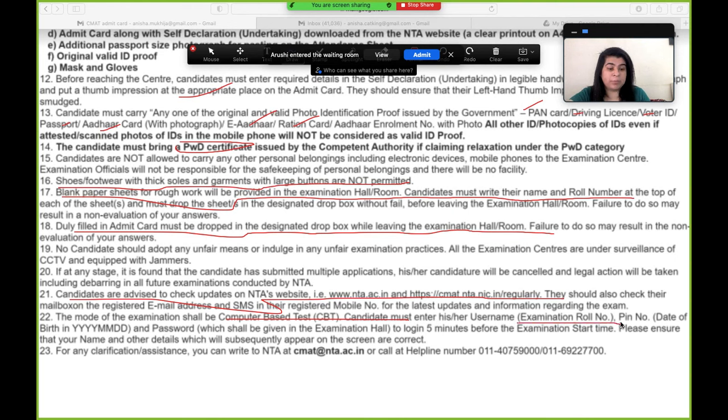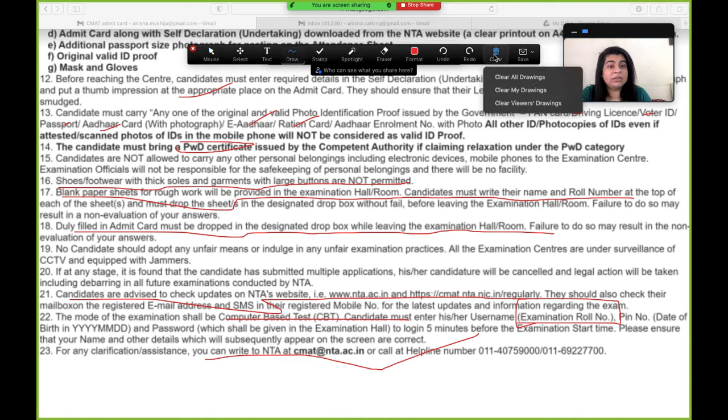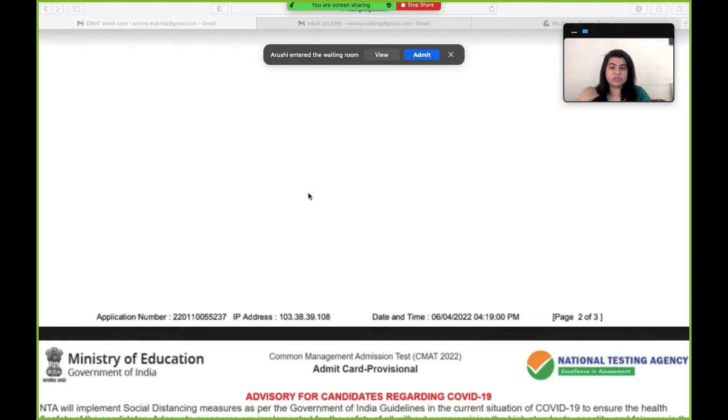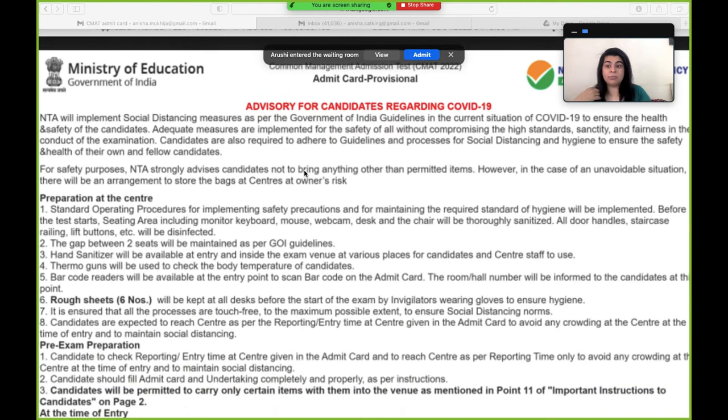You know that you have to properly put in your examination roll number. This examination roll number is very important so that you can log in properly, timely. Do not make any mistakes on the same. If you are stuck anywhere, you have any issues with your admit card, please drop in an email to cmat@nta.ac.in. They will take care of all the possible things which you have or any concerns at hand. Okay. So that's all the important instructions which you need to follow.